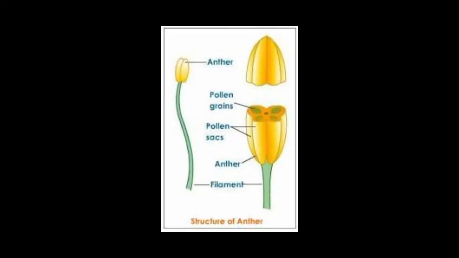The male reproductive part of the flower is called the androecium or stamen. Each stamen consists of two parts, a stalk called the filament and a tube called the anther. Pollen grains are collected here.